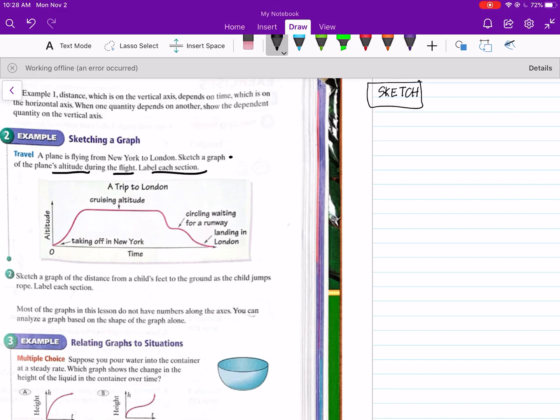Label each section. So you're going to sketch a graph of the plane's altitude. Notice time always goes on the x-axis. This time they tell you altitude, so that's what goes on the y-axis here. Notice there's no numbers. It's very general. It's just 0. So as a plane goes, obviously this is where you're taking off. This is when you're taxiing down the runway, you're starting to go, and the plane starts to lift off. Then you can see you're gaining a lot of altitude over a short amount of time.